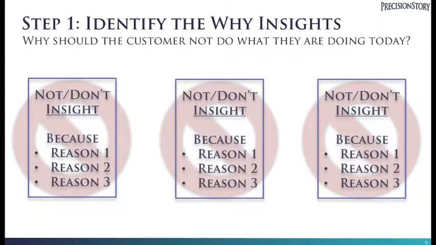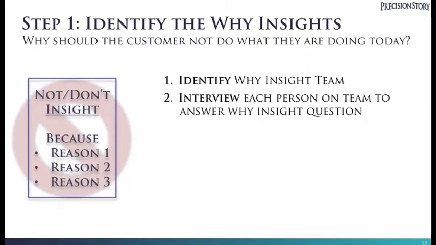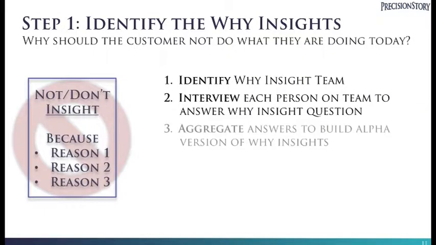Step 1, we need to identify the why insights that answer the question, why should your customer not do what they're doing today? In order to accomplish this, we do the following. 1, we identify who within and outside of your organization will be on the why insight team. 2, we interview via conference call each person on this team to understand their answers to this why insight question. 3, the precision story team will then aggregate the responses to create an alpha build of the why insights.